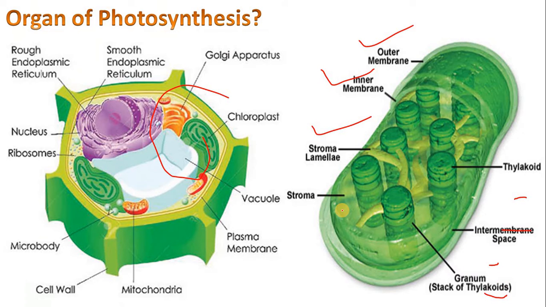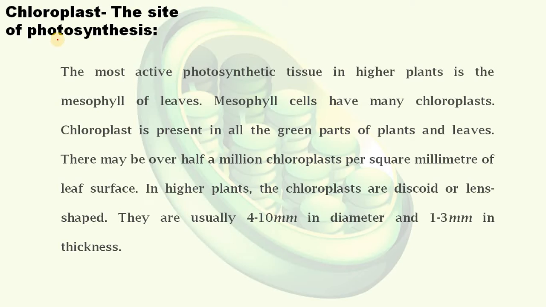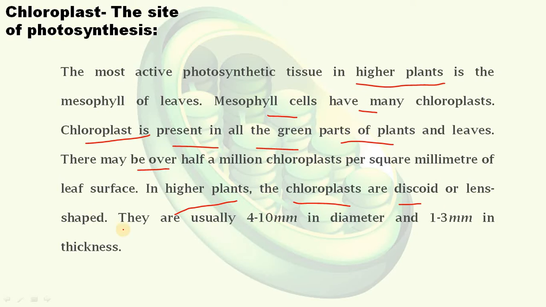Let's see in detail. The chloroplast, the site of photosynthesis. The most active photosynthetic tissue in the higher plants is the mesophyll of the leaves. The mesophyll cells have many chloroplasts, and chloroplasts are present in all the green parts of the plants and the leaves. There may be over 500,000 chloroplasts per square millimeter of leaf surface. In higher plants, the chloroplasts are discoid or lens-shaped. They are usually 4 to 10 millimeters in diameter and 1 to 3 millimeters in thickness.